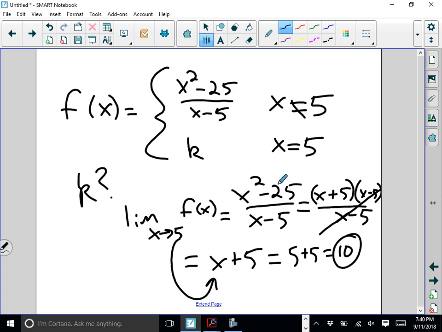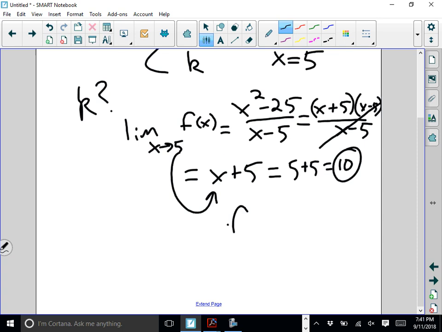We want to know what k should be so this thing is continuous, right? Think, if k was 6, f of 5 would equal 6, but that wouldn't equal the limit as x goes to 5 of f of x. Right? We want to choose k so that f of 5 equals the limit. We want f of 5 to equal 10, so that the limit and the function are equal to each other. Therefore, k must equal 10.